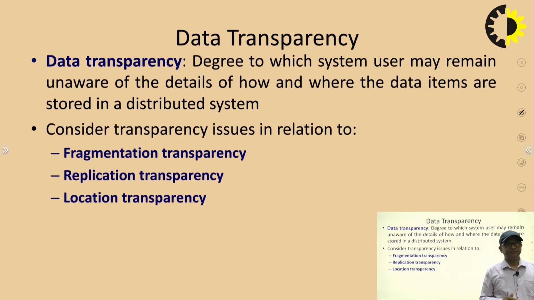Data transparency means what information we can share with the user. Data transparency is the degree to which system users may remain unaware of the details of how and where the data items are stored in the distributed system. Is the user completely unaware, and is every piece of information kept secret? No. Different types of transparencies are there: fragmentation, replication and location transparency. We can keep secret where and how our database is stored, but not from all users. There are different categories of users, so we can share some information with those users also.